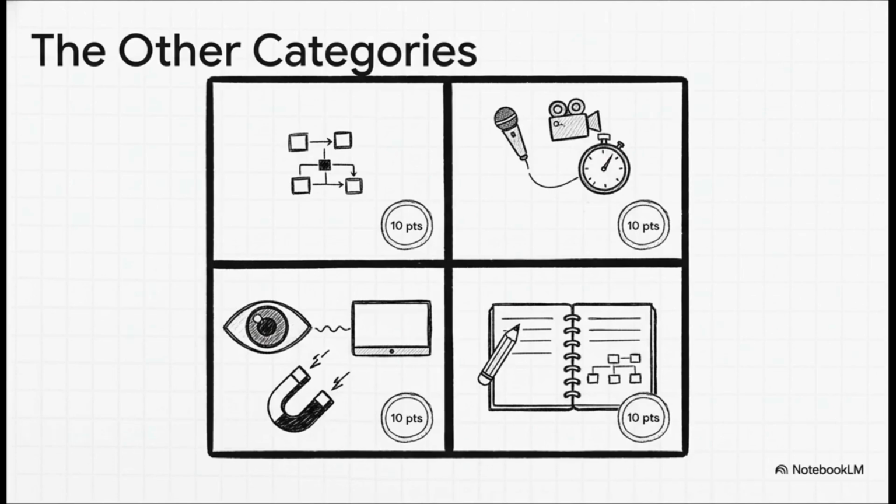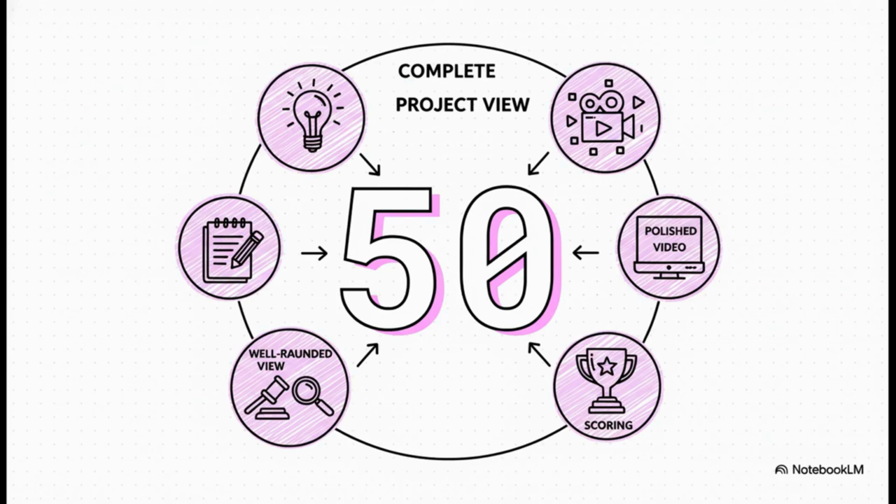Design principles is all about clarity. Is it easy to follow? Technical aspects covers the basics, like is the audio clear and did they hit that 2-minute time limit? Interest and appeal asks a simple question. Is it actually engaging to watch? And finally, process is where you judge that written explanation of how they made it. So you add all that up, and you get a total of 50 possible points.